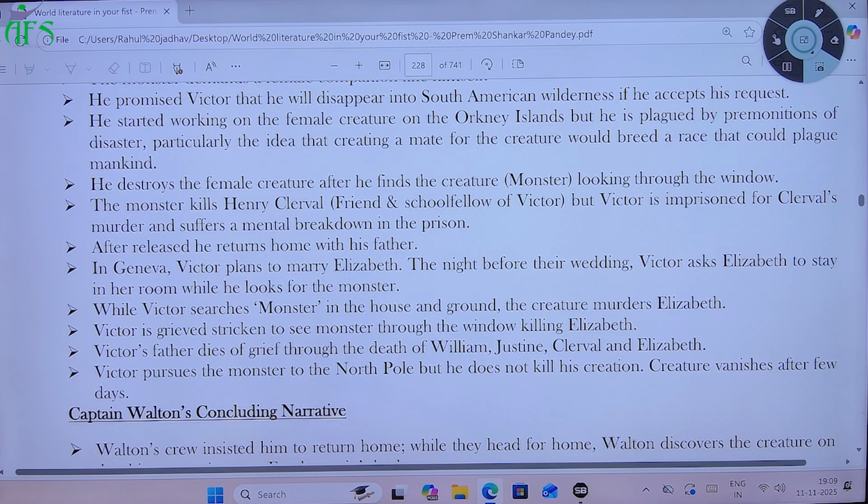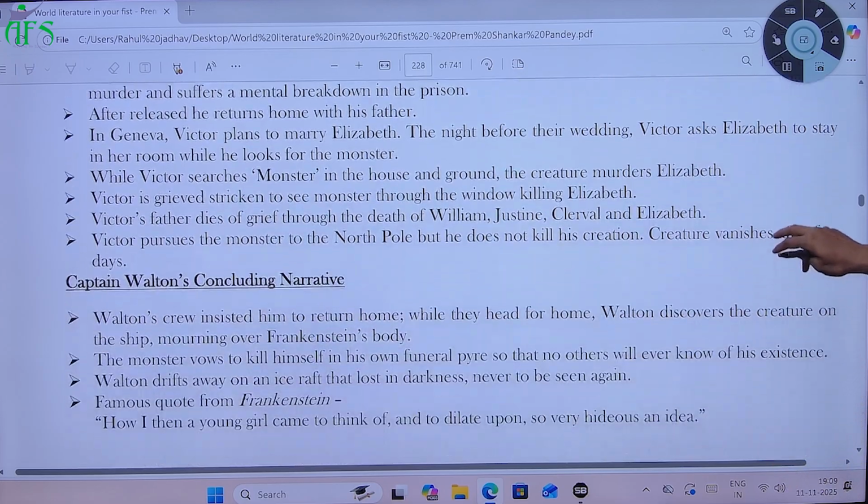Victor pursues the monster to the North Pole, but he does not kill his creation. The creature vanishes after a few days. Then, another interesting part.